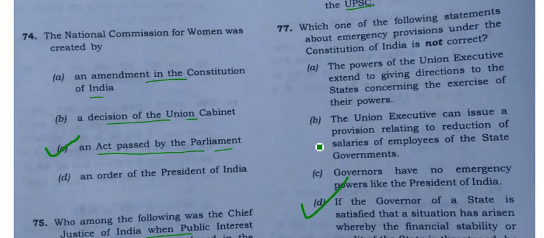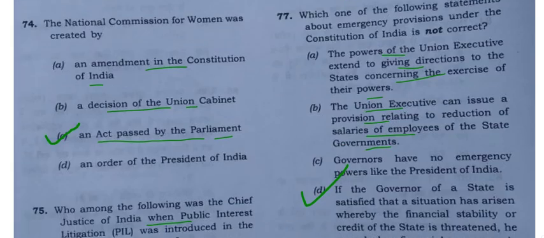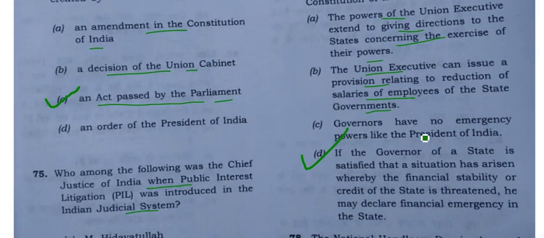Which of the following statements about emergency provisions under the Constitution of India is not correct? The powers of the Union Executive extend to giving directions to the states concerning the exercise of their power. This seems right. The Union Executive can issue provisions relating to reduction of salaries of employees of the state government. Yeah, during financial emergency it can be done. Governors have no emergency powers like the President of India.